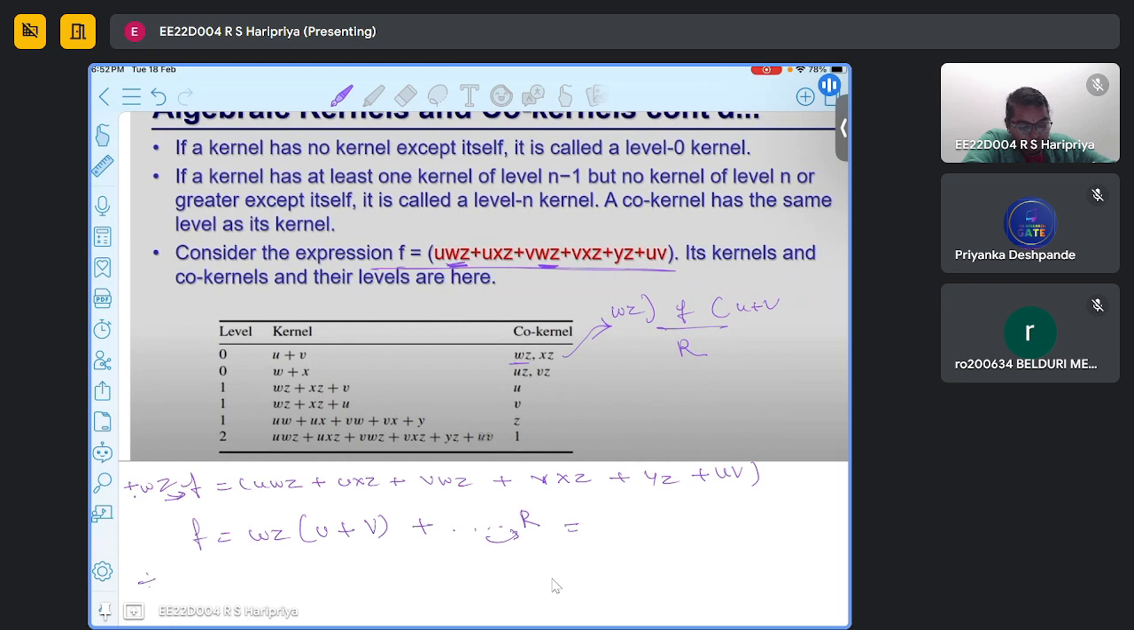So now if we divide it with U, V, we will get UZ, W plus X. This is remainder, this is quotient, this is divisor. Here there are no other sub expression, so this belongs to level 0.